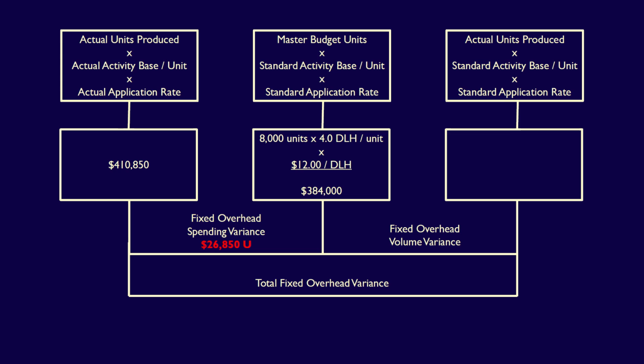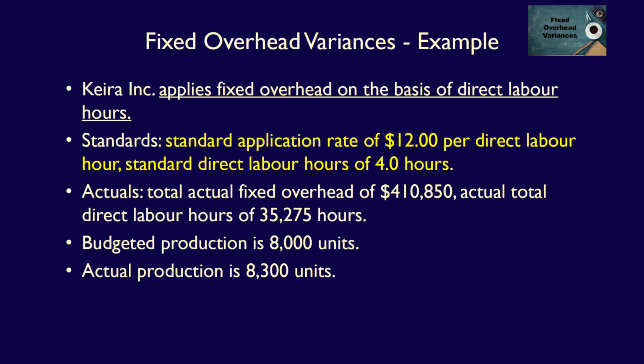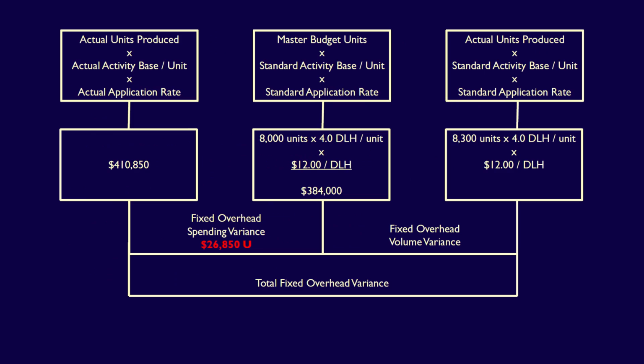For that, we're going to calculate the number on the right, which requires actual units produced, standard activity base per unit, and the standard application rate. We already determined the standard activity base per unit, which is the standard direct labor hours of 4. And we have the standard application rate, which is $12 per direct labor hour. The only additional information we need is the actual units produced, which is 8,300 units. Let's take this information and input it into the formula on the right.